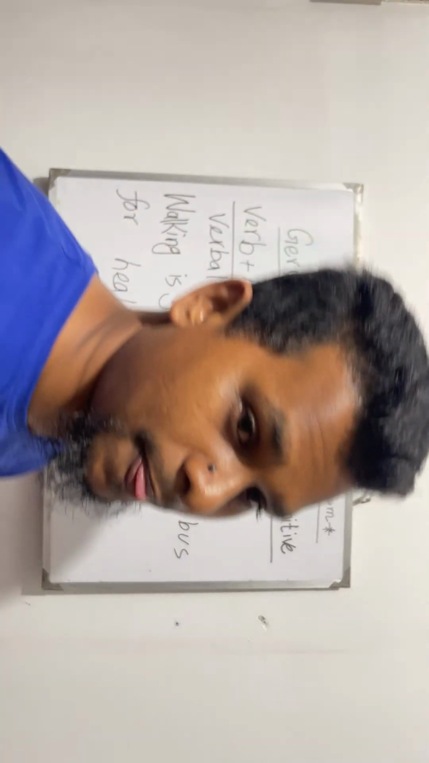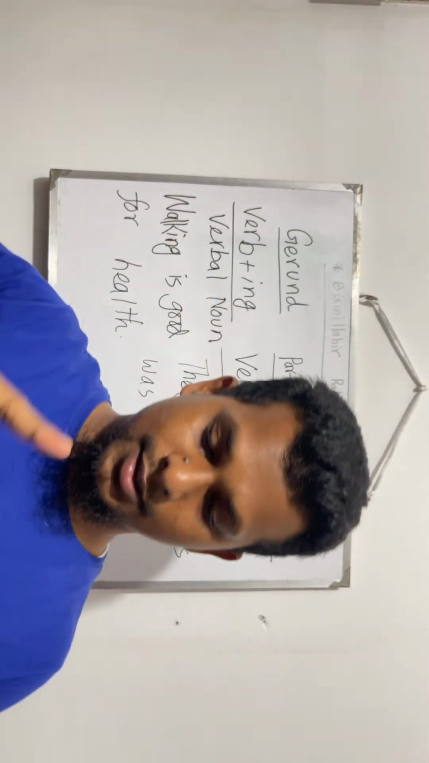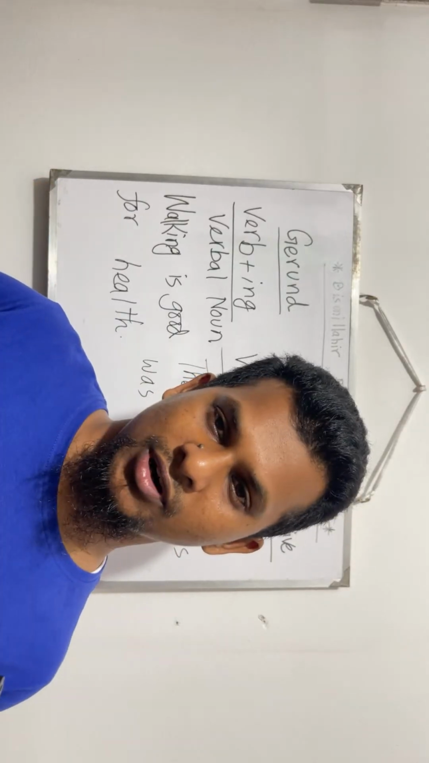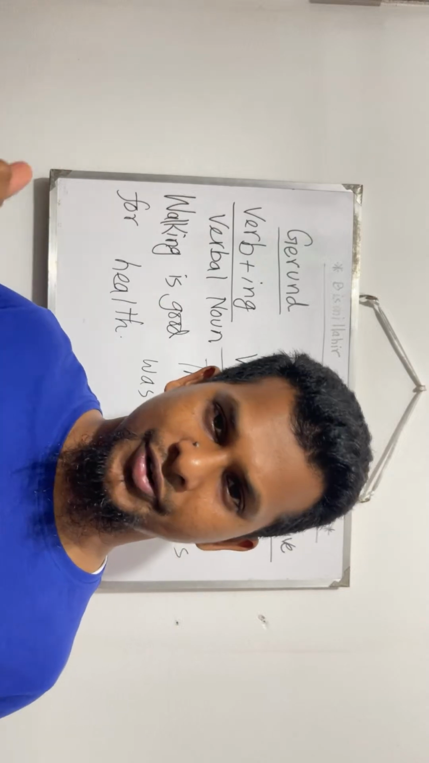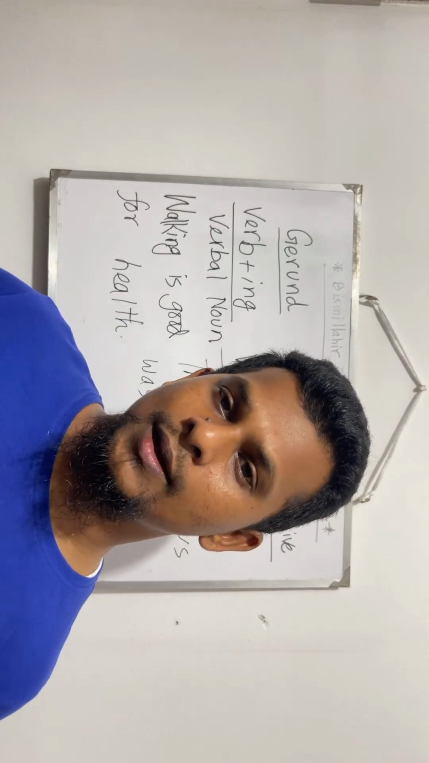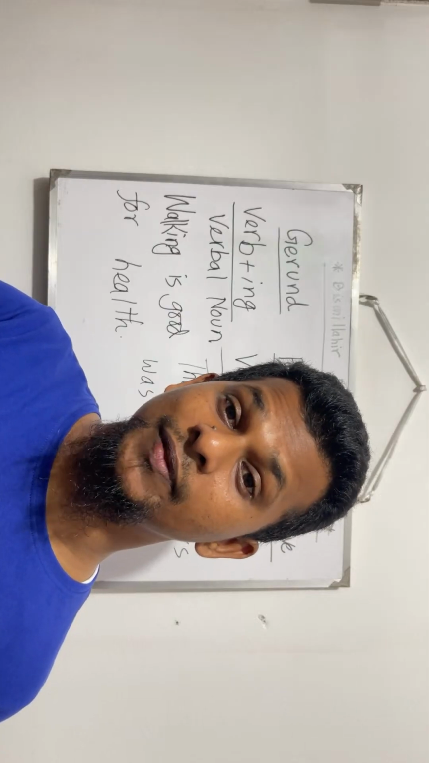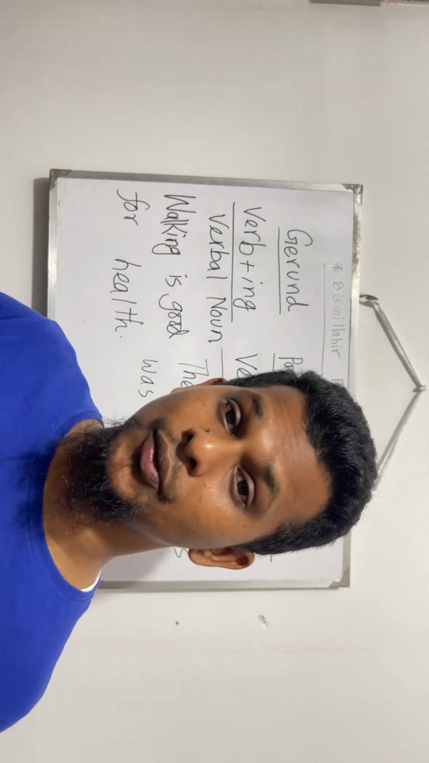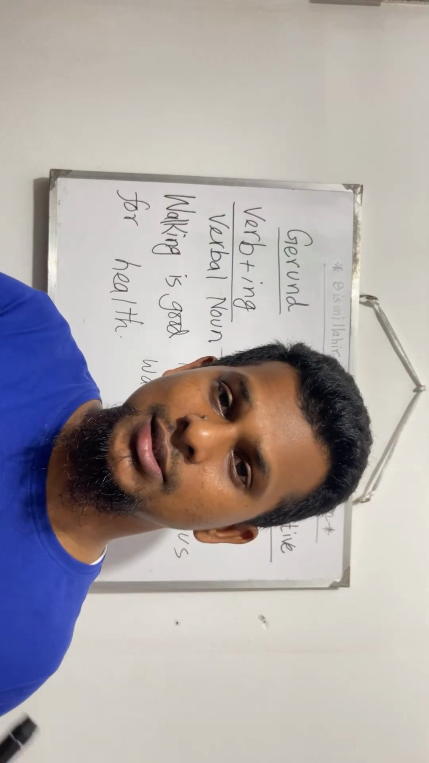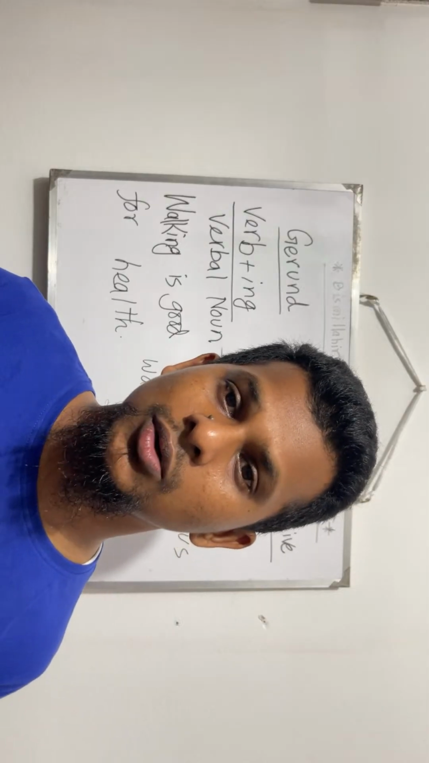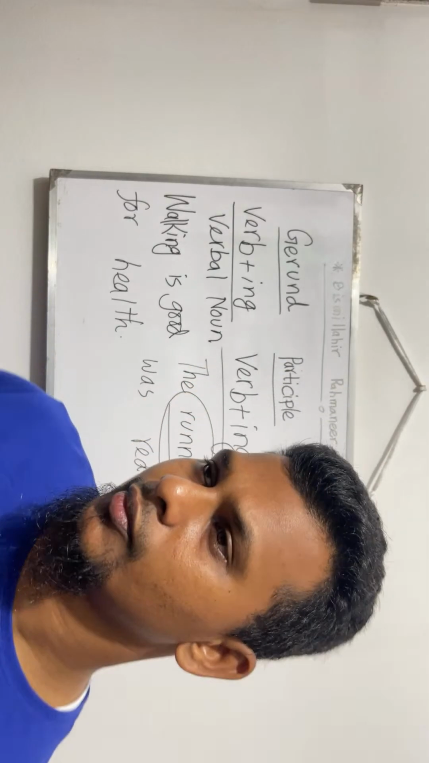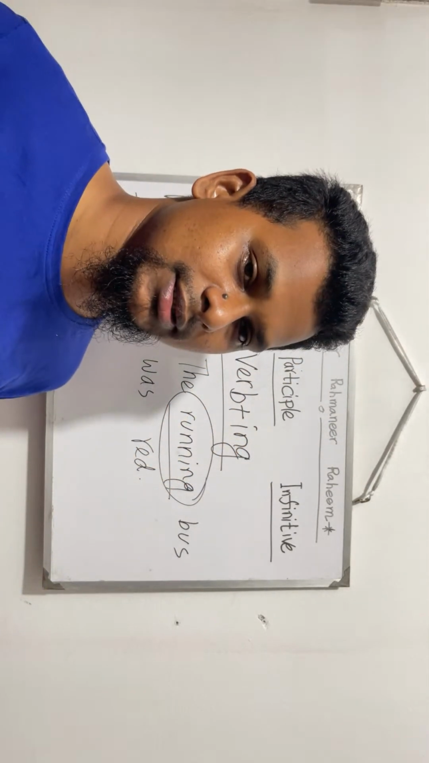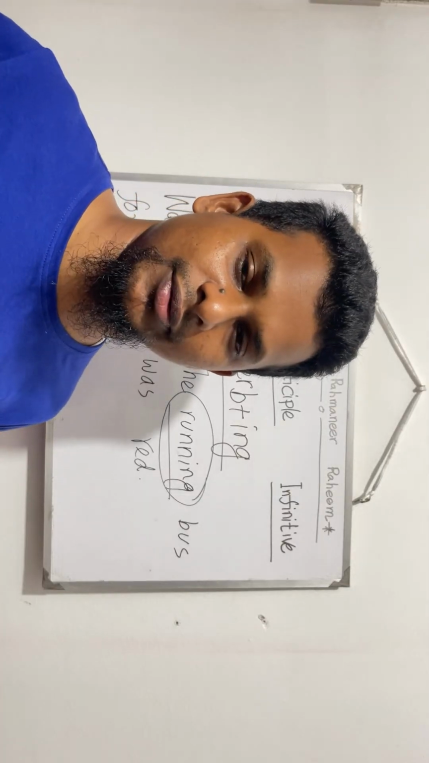Here you can see I added ing after run. So run is a verb and it took ing after it to give the idea of the bus. How is the bus? The bus is running. The running bus is red. The bus that is running now looks red or is red. So participle always acts like an adjective.